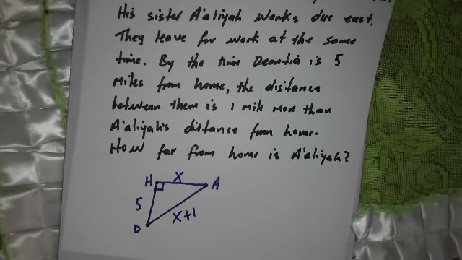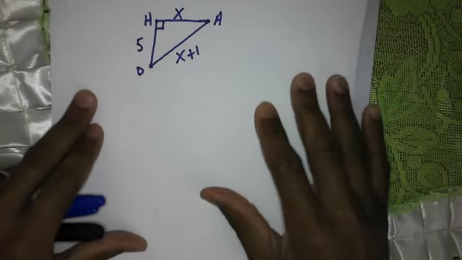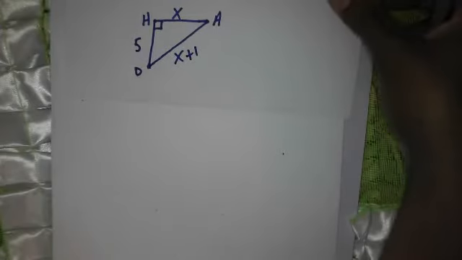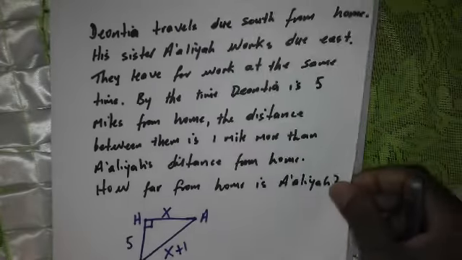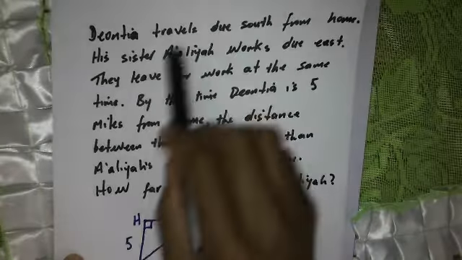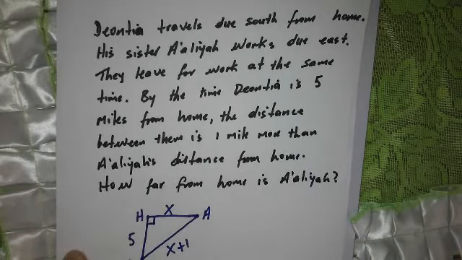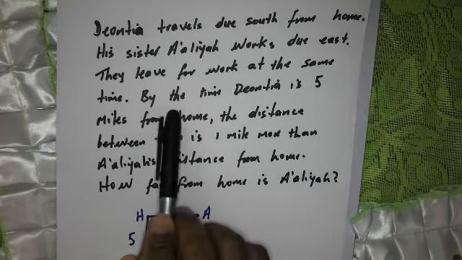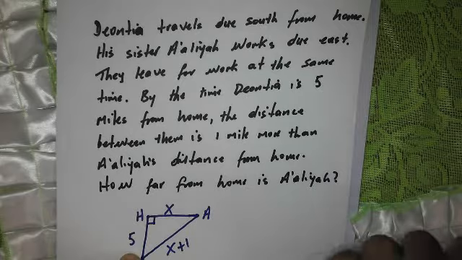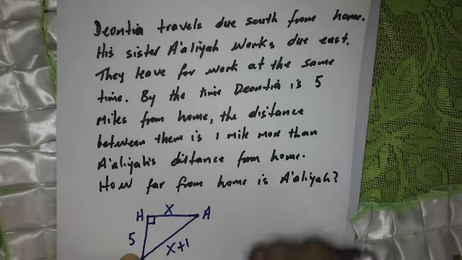Now they're asking us, how far from home is Alea? We're going to use our diagram in solving this. Before we move into the Pythagorean theorem, do you realize that they did not say a right triangle is formed? How we knew that this is a right triangle is because it made mention of moving due south and due east. That's where the right angle came from. Alright, let's solve this.